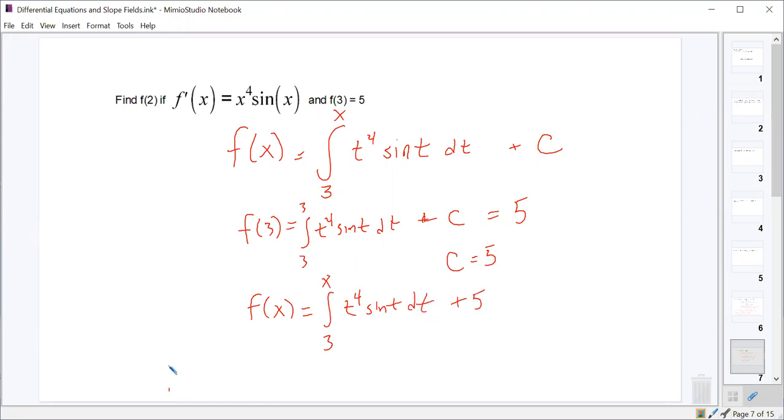And if we want f of 2, then we'll just use our calculator to approximate the integral from 3 to 2 of t to the 4th sine t dt, and then add 5 to it. So I'll give you a second to type that into your calculator. When you type it in, you can just make all the t's x's. I'll give you a minute to punch that in and let me know what you get.